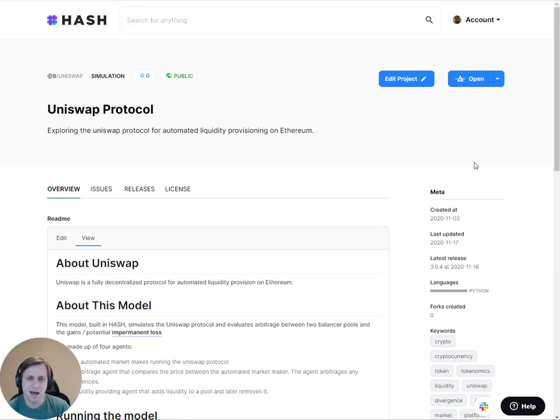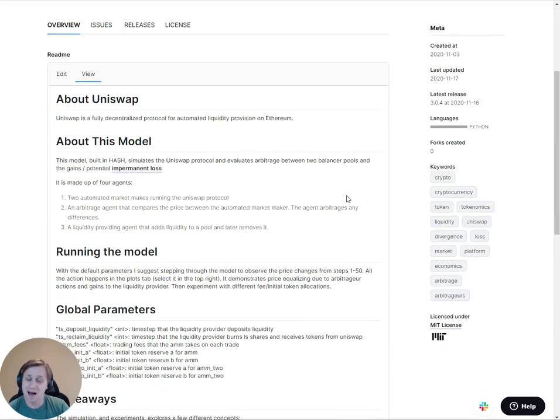Hi everyone. I want to walk you through a simulation I just made. It's a simulation of the Uniswap protocol, which is an automated, decentralized liquidity providing system on the Ethereum blockchain. I'll walk you through it, show the results of some of the plots, and talk about some of the interesting things you can do with it.